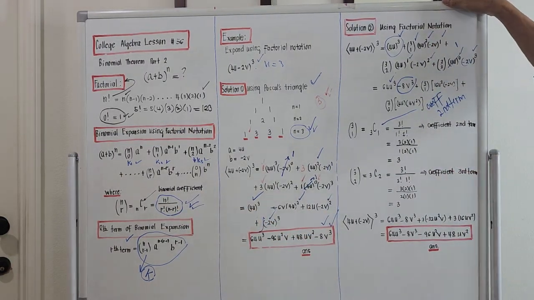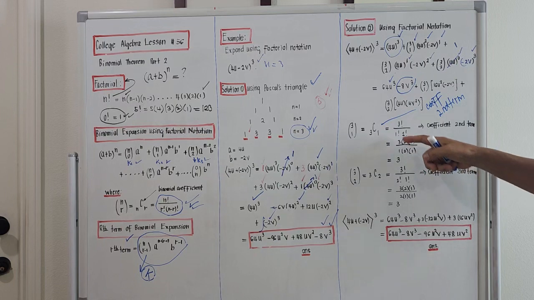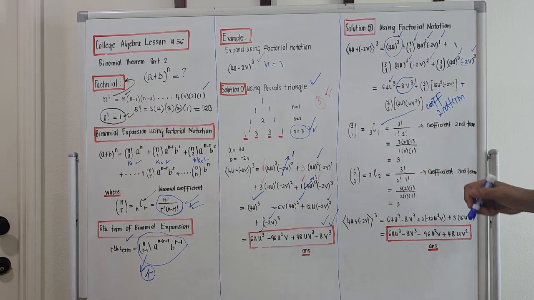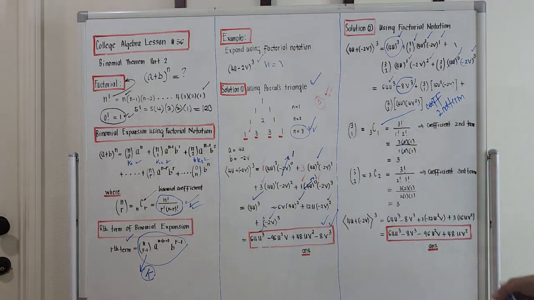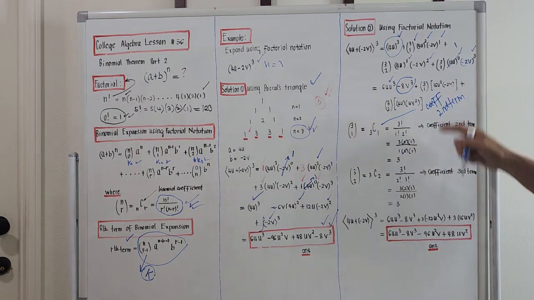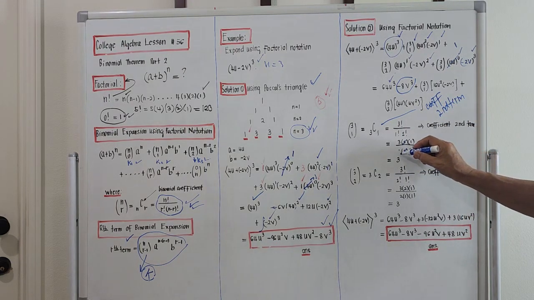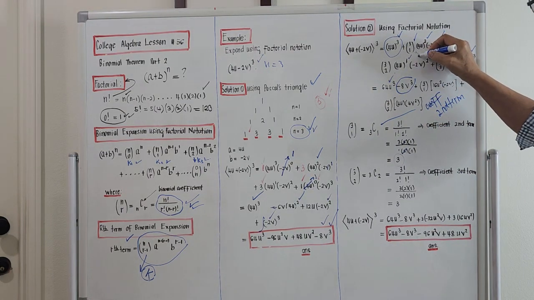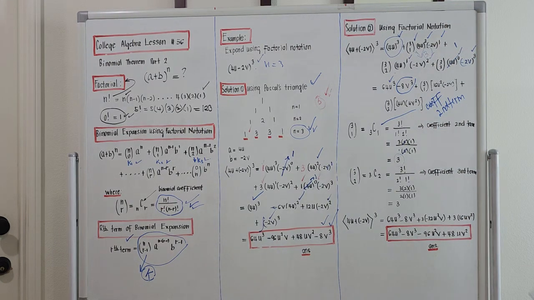And if we try to simplify, 3 factorial is 3 times 2 times 1. 1 factorial is just 1. 2 factorial is 2 times 1. And actually, these two here cancel with this. 3 times 1 is 3, 1 times 1 is 1, 3 over 1 is 3. So the coefficient of the second term, which is this, is actually 3. Right? It is this.